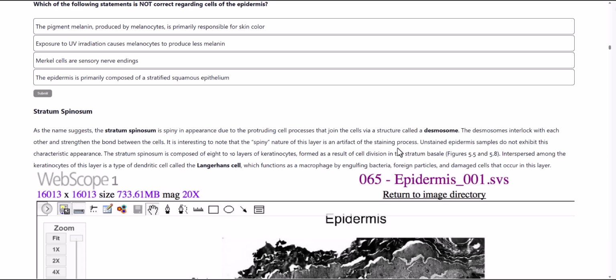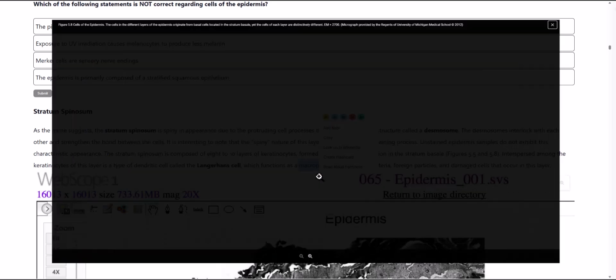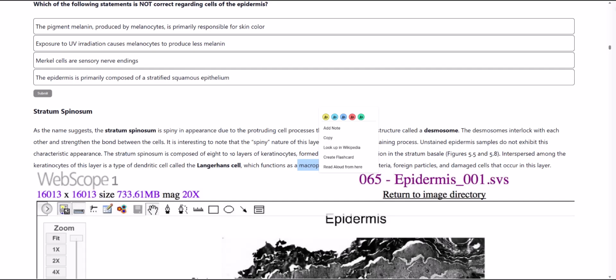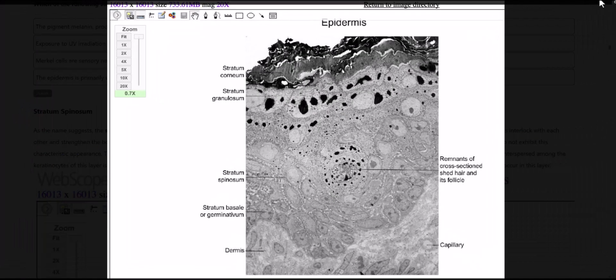There is another visiting cell here in the stratum spinosum, and those are Langerhans cells. Langerhans cells are a type of cell called a macrophage. Macro, large, phage, to eat. And macrophages are there.